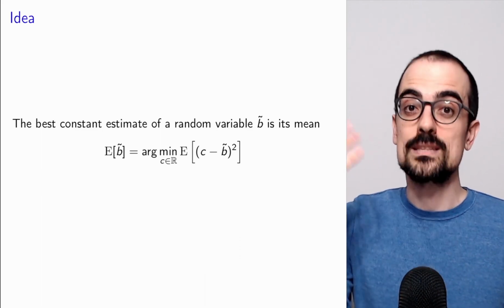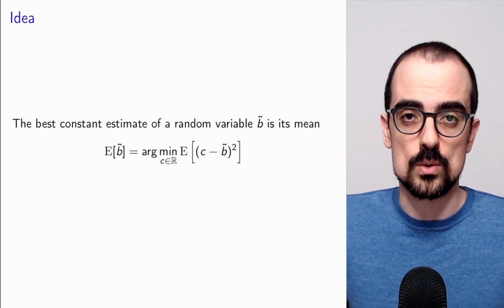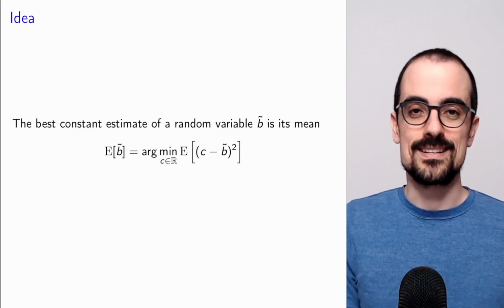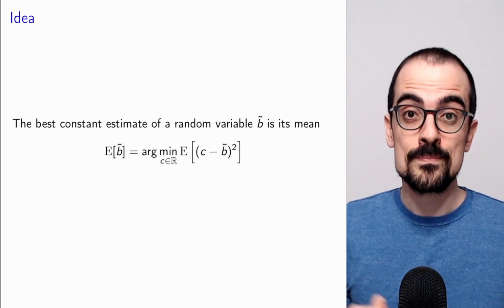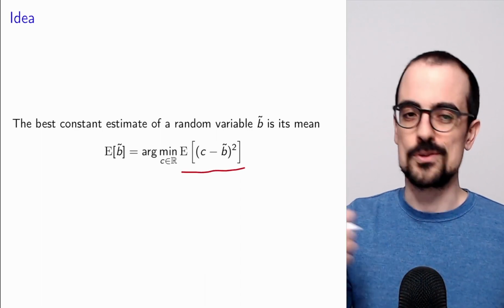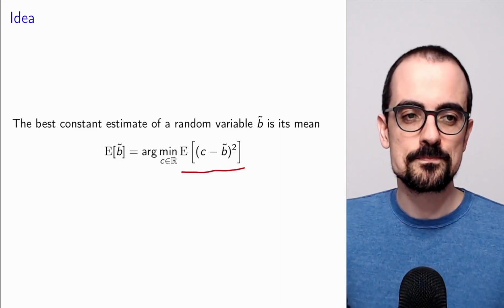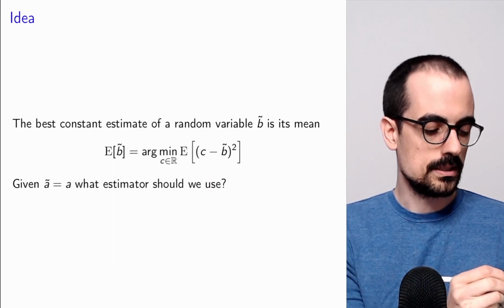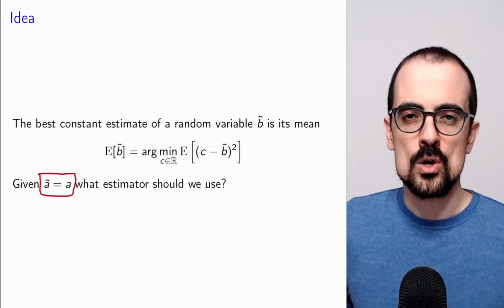We want a constant estimate of the random variable that is optimal with respect to mean squared error. In a previous video, we saw that this optimal estimator, the best single number that I can give you to estimate a random variable in terms of mean squared error, is the mean of that random variable. Because basically it minimizes this function. If you remember, in the other video we took derivatives and we showed that the minimum is exactly at the mean.